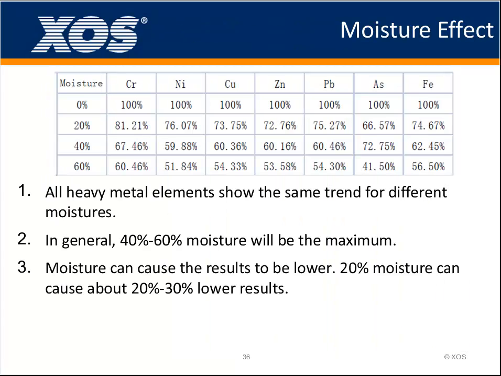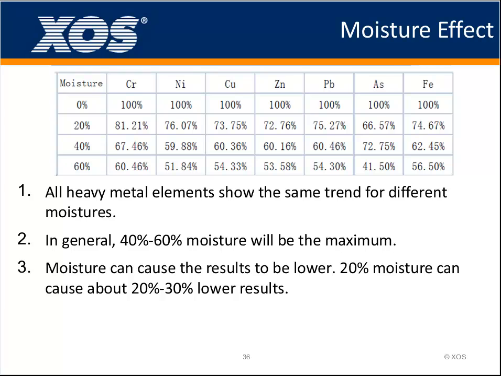And also, there's another influence factor, we call it moisture effect. Different moisture can cause different results. There's a trend for all the elements: if water concentration is going higher, the results of all elements are going lower. In general, 40 to 60% moisture can be the maximum in soil samples.